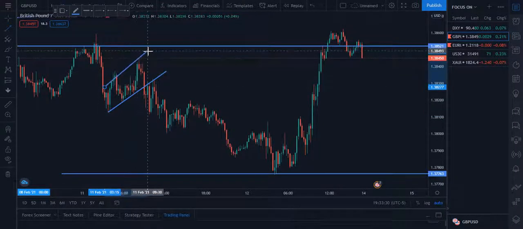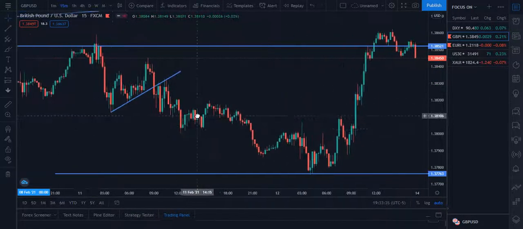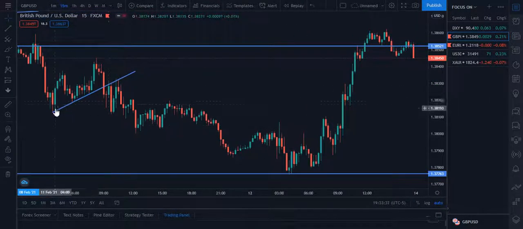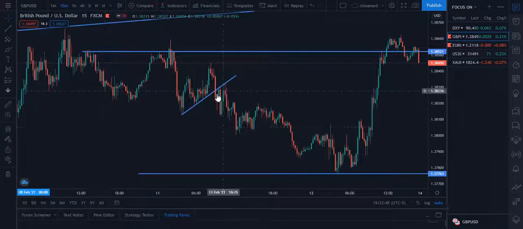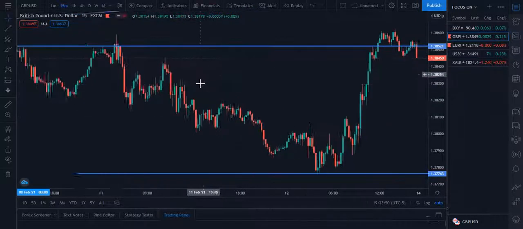That's why we do this. We'll just do it like this. As you can see, it bounced, came back, bounced, came back, bounced again, then broke through. Then it retested, went down, retested again, then continued to the downside. So that's an opportunity that we could have taken.